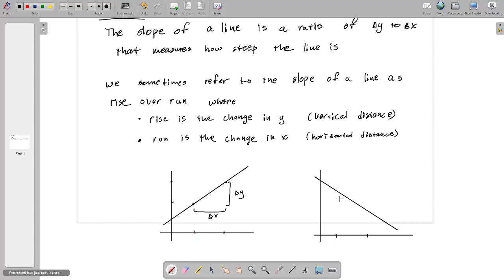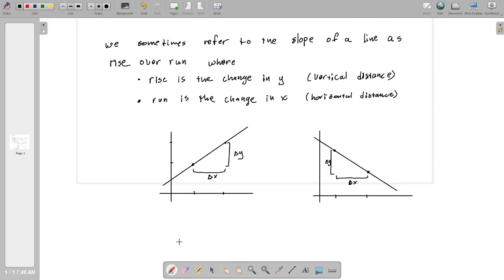Now, if we have a similar case over here, then again, we have our change in x and our change in y. But now our line is going down as our x is increasing. So again, as we're moving to the right along the x-axis, the line is coming down. Now this is a negative slope. Noting that the change in y is going to be negative because we're starting at a higher y value and we're ending at a lower y value.